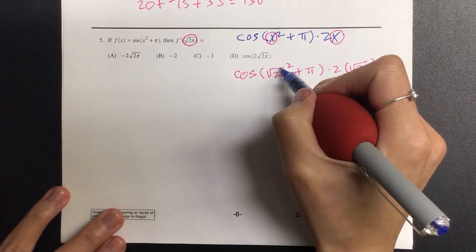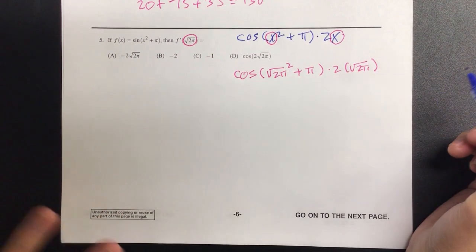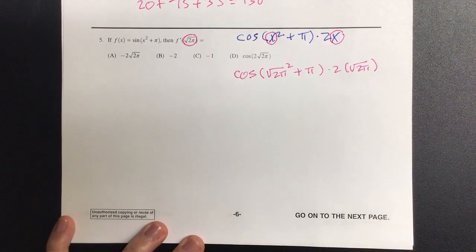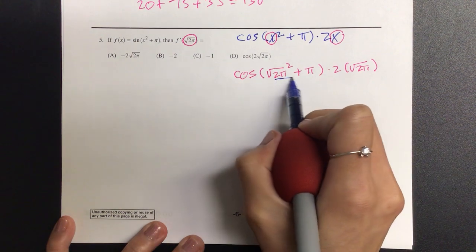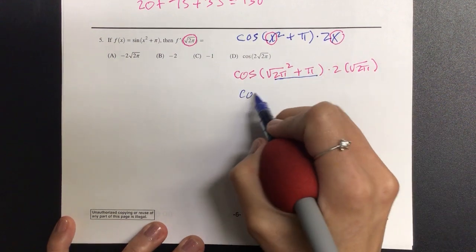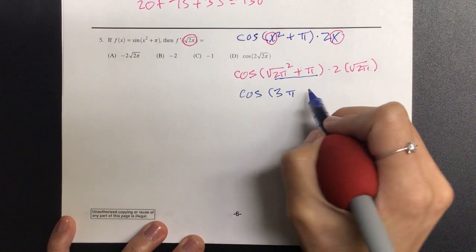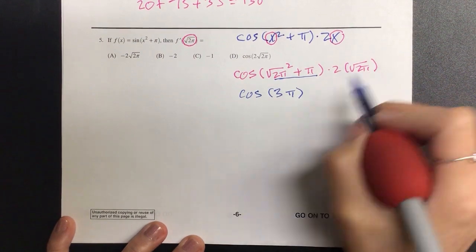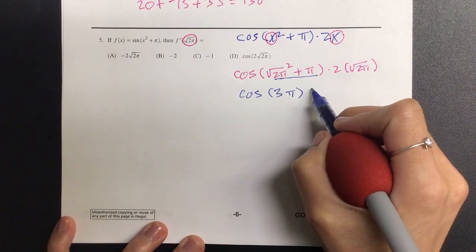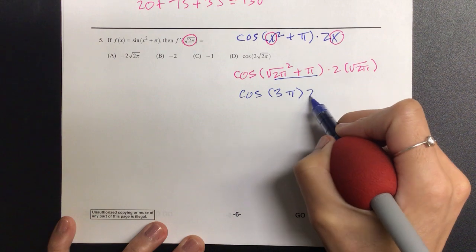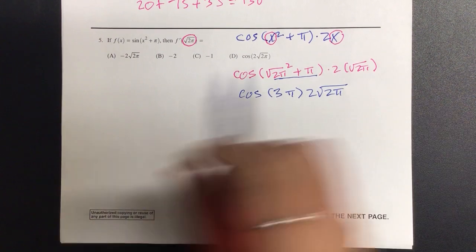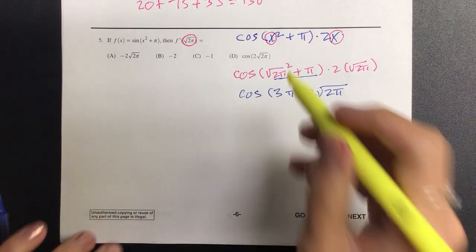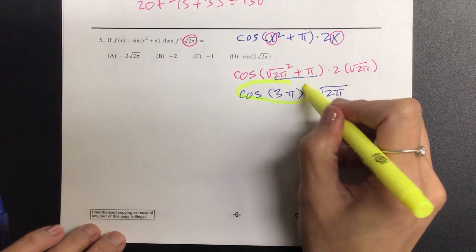So when I have a square and a radical, what happens to the inside? It's going to cancel and come out, right? And when it does, what is 2 pi plus pi? So we have cosine of 3 pi. And I'm going to leave the next one as it is, just because the 2 is inside and outside of the radical. So here's our main focus. This is going to control our number.